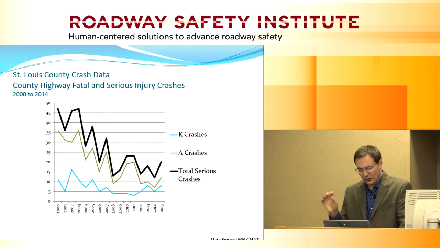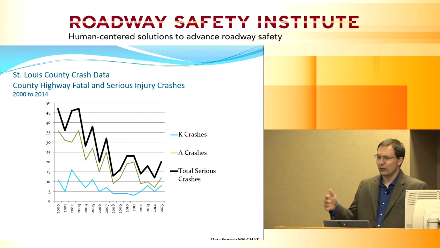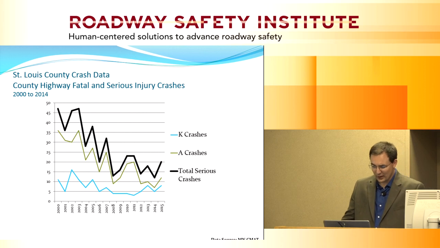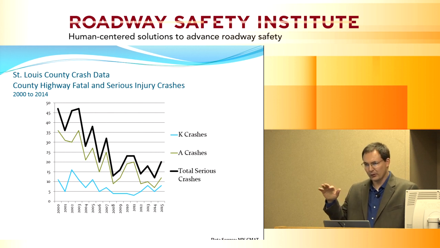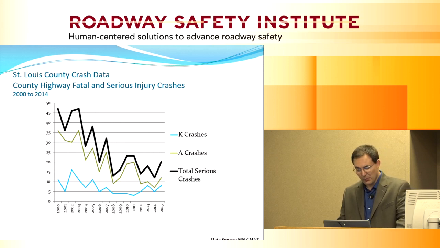And then my last chart, St. Louis County crash data. These are just county roads. And I look at your K crashes, somebody was killed. A crashes, it was a serious injury, meaning somebody had a brain injury or was paralyzed or something like that. But the black line, the total serious crashes, is really what I'm looking at. And again, we kind of experienced that dip in St. Louis County in the early 2000s, and since 2008, 2009, we've been kind of hovering at about 20 or so serious crashes per year. Again, our goal is towards 0 deaths, just like many other agencies.